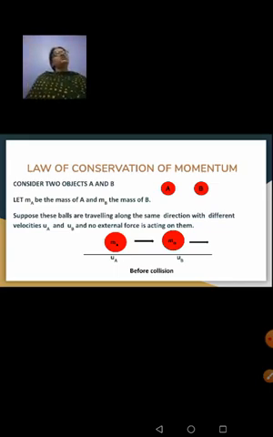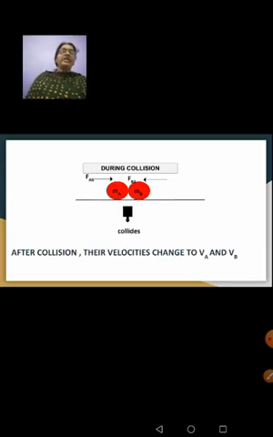Let's assume the velocity of A to be UA and the velocity of B to be UB. They begin to move along a straight line. After moving for some time, they are balls, spherical in shape, so after some time they tend to collide with each other, as shown in figure C.